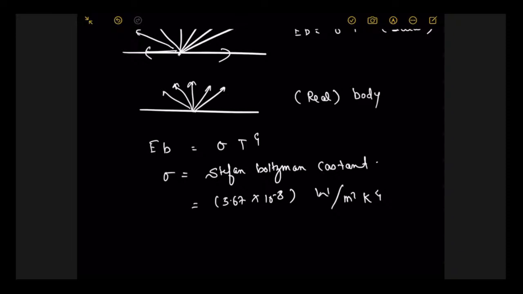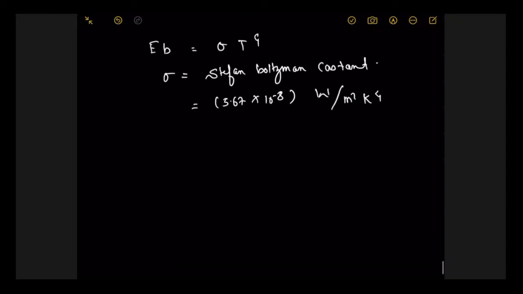What is the difference between reflectivity and emissivity? Yes, I will tell you. Reflectivity means basically what will happen? It will come here as the surface is opaque. It will not transmit, it will directly reflect.